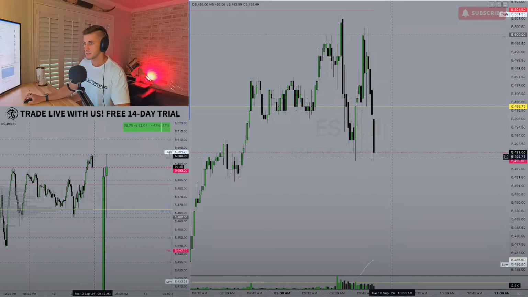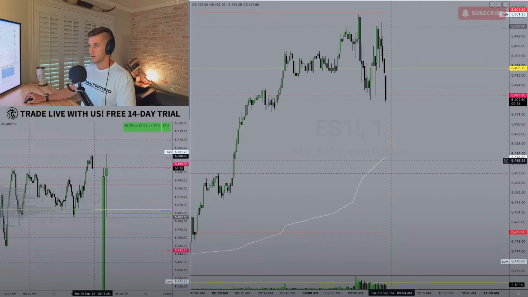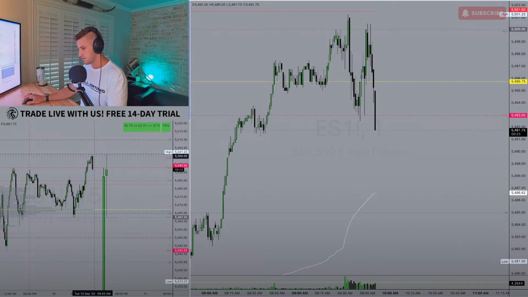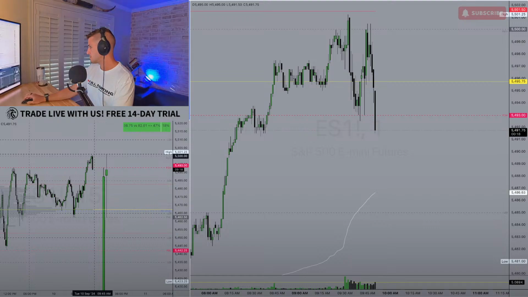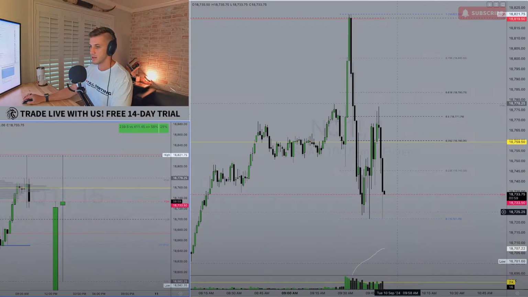So ES retesting the session low to the tick right there at 5492.5. There it goes with a new low of day on ES. Your next big level here is 5485. See where we're at with NQ. So retesting the low as well.